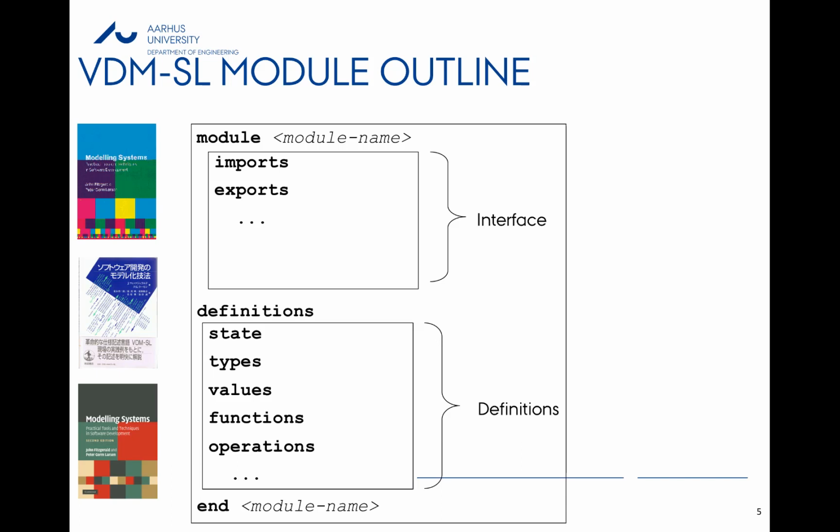VDM-SL has a concept of modules where you have imports and exports, and the different kinds of definitions we can have inside each module include state, types, values, functions, and operations. In the presentation here, I'll primarily be talking about functions and types, and values are very easy constants that you could define. State I'll not touch upon, but it's the usual way you would have state in an imperative programming language, and that can be touched upon by operations.